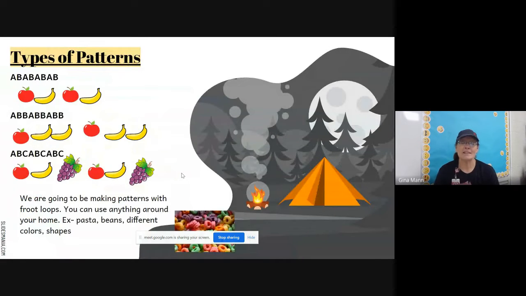As we talk about the types of patterns, I put in here AB, like I showed you right here, apple, banana; ABB, apple, banana, banana; ABC, apple, banana, grapes. Now we are going to be making patterns with Fruit Loops. That's what we're doing here if you were in the classroom with me today. But you can use anything around your home, totally anything.